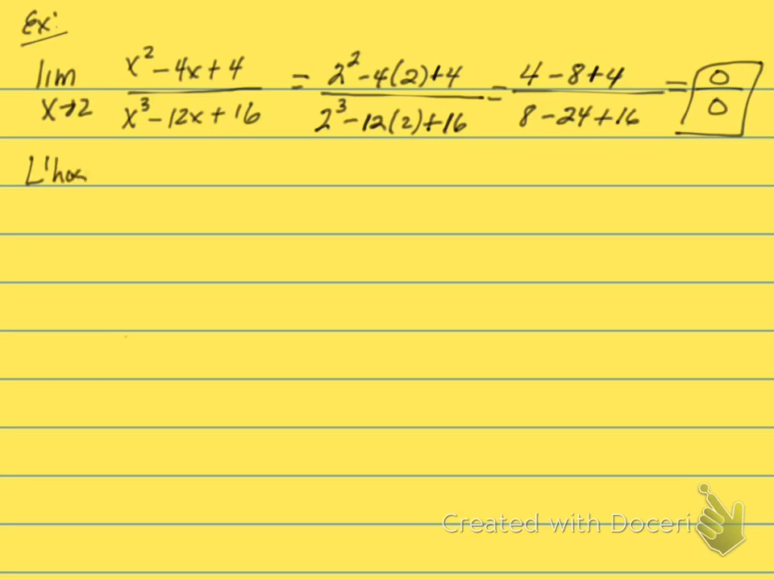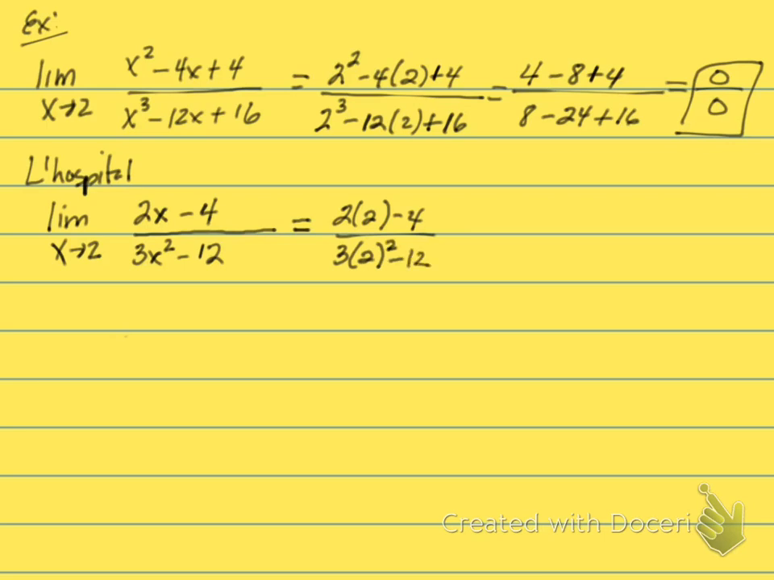So with L'Hopital's rule, I'm going to take the derivative. I'm going to write limit as x approaches 2 first. And then I'm going to take the derivative of my numerator, which is 2x minus 4. And then I'm going to take the derivative of my denominator, which would be 3x squared minus 12. All right, then I'm going to apply direct substitution. So I'm going to substitute 2 in for x. So I have 2 times 2 minus 4 over 3 times 2 squared minus 12. I get 4 minus 4 over 12 minus 12. And that's going to give me 0 over 0. So again, I get indeterminate form.